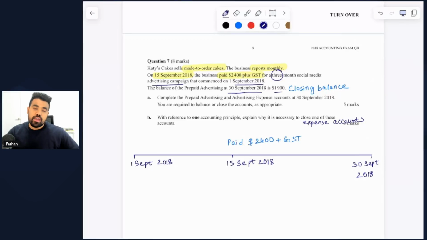My name is Farhan. In this video, you will solve question number 7 from 2018 past exam. This question requires you to prepare a current asset account and an expense account, and also discuss the accounting principle that requires the closing of expense accounts at the end of the financial period.